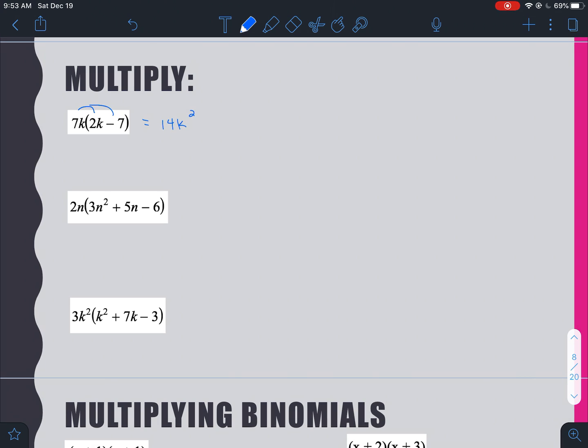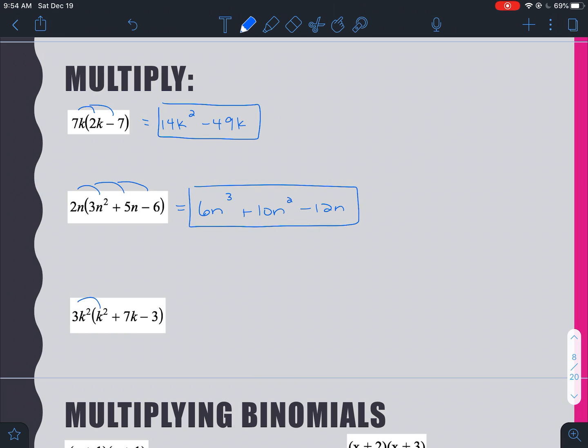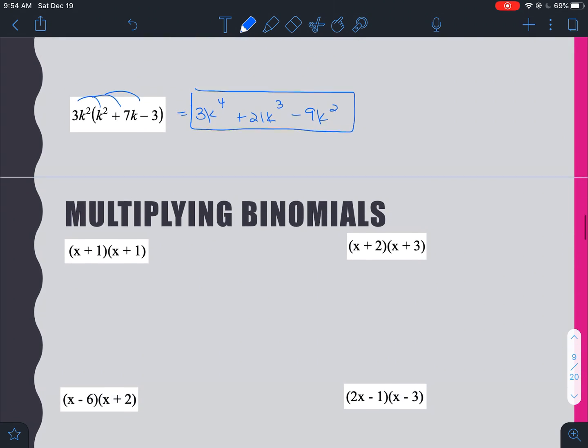All right, so if you distribute in 7k, you would get 14k to the 2nd minus 49k. On the next one, if you distribute in 2n, you would get 6n to the 3rd plus 10n squared minus 12n. If you distribute in the 3k squared, you would get 3k to the 4th plus 21k to the 3rd minus 9k squared.